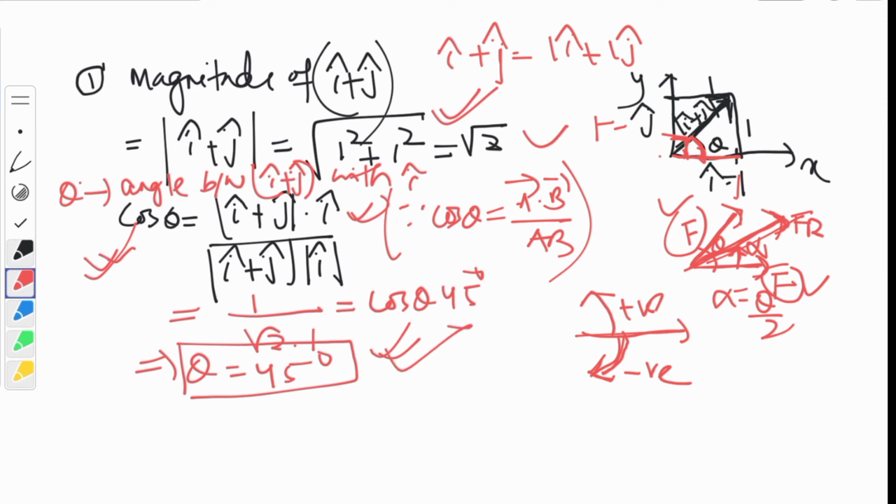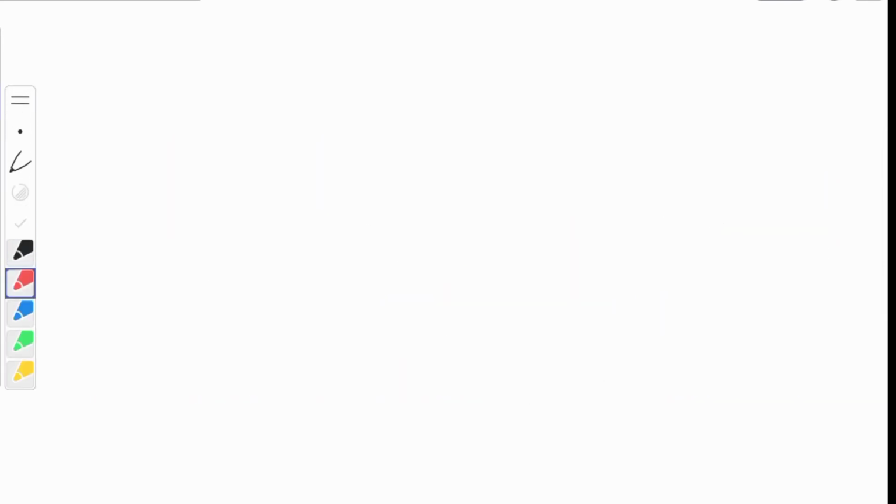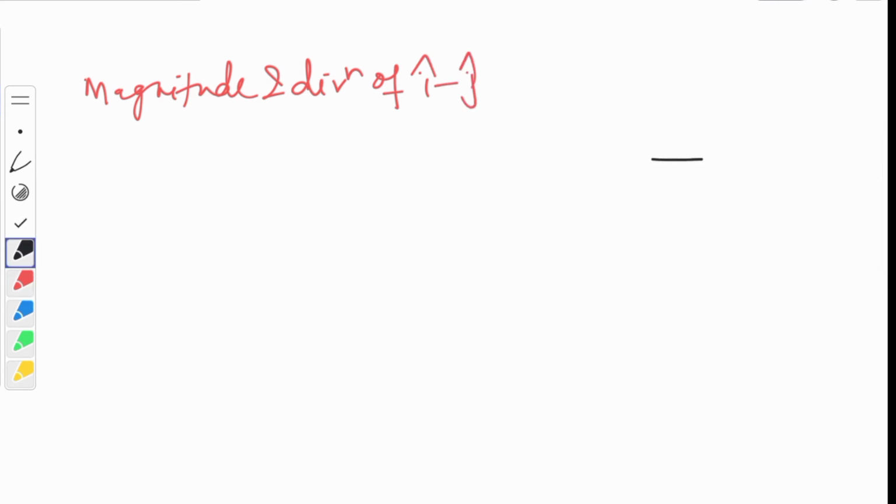Now we'll see what is the magnitude and direction of i cap minus j cap. How to do? Let me clear the board. See children, i cap minus j cap. This is the second part of the first question: magnitude and direction of i cap minus j cap. Then how to do? See, this is i cap, x axis. Then minus j cap, that means it will be like this. So this is i cap and this is j cap in the negative y axis. That's why minus j cap.